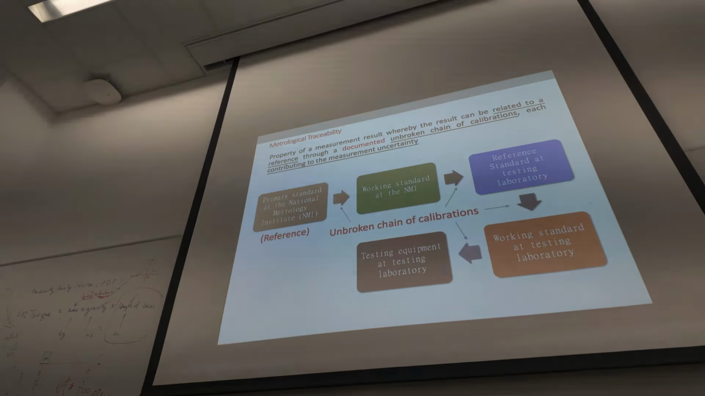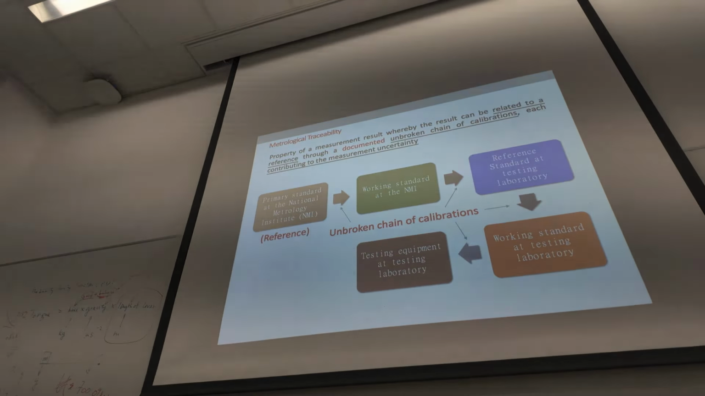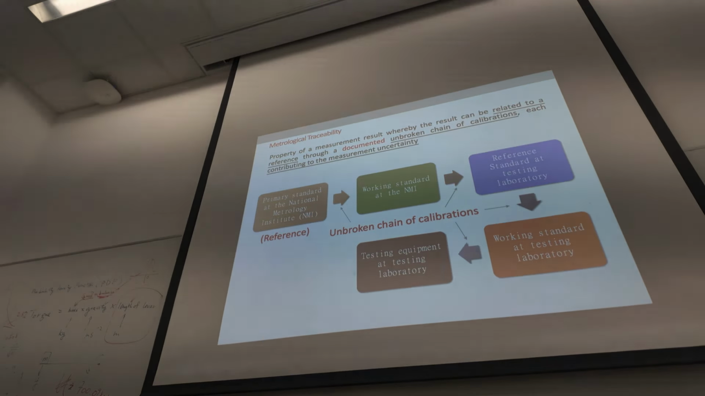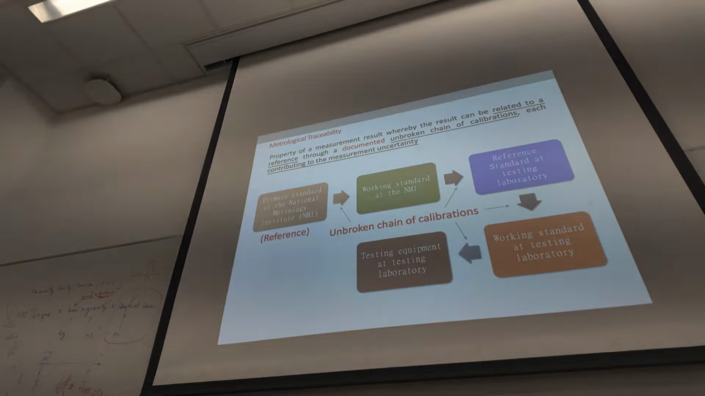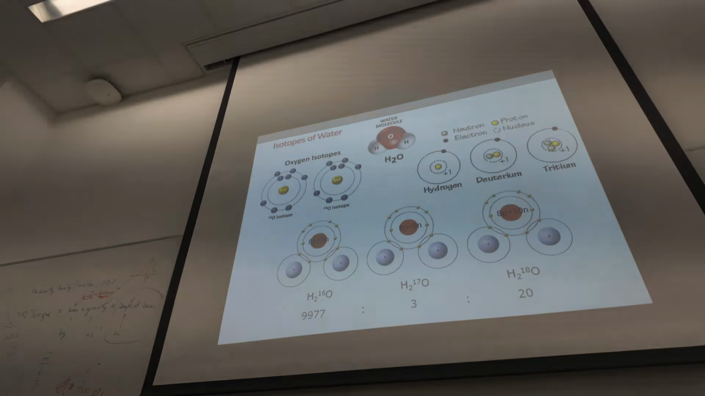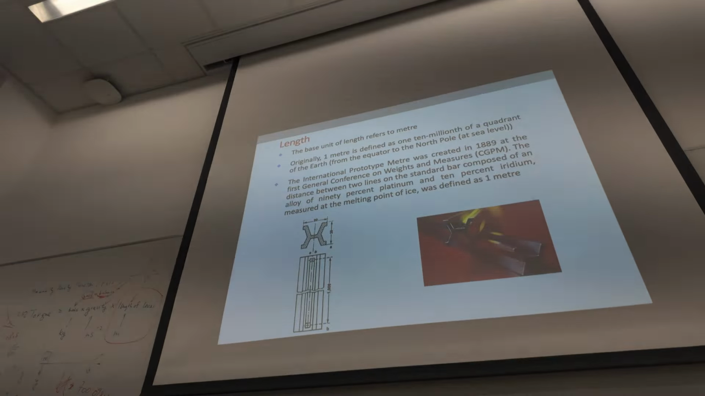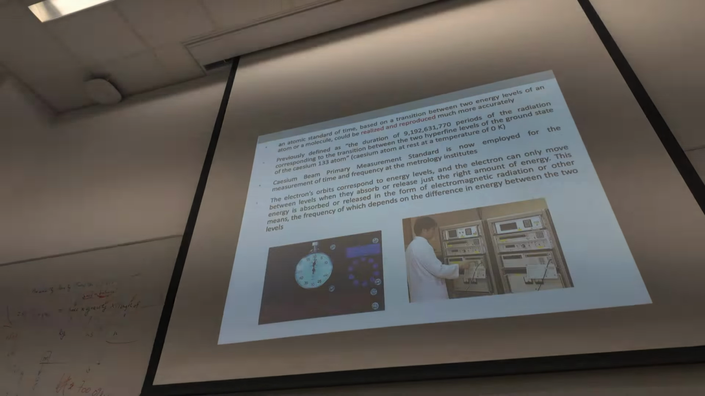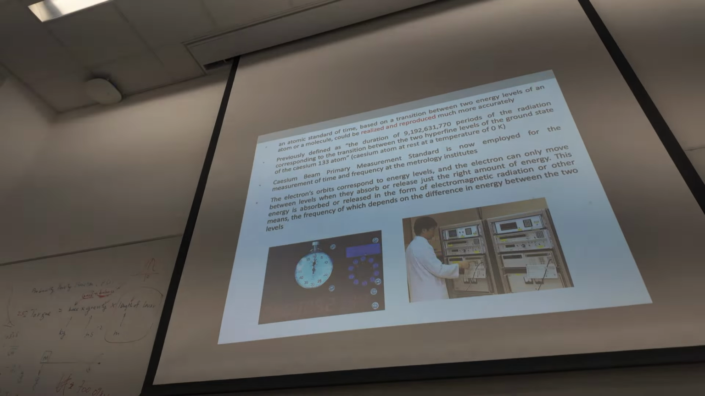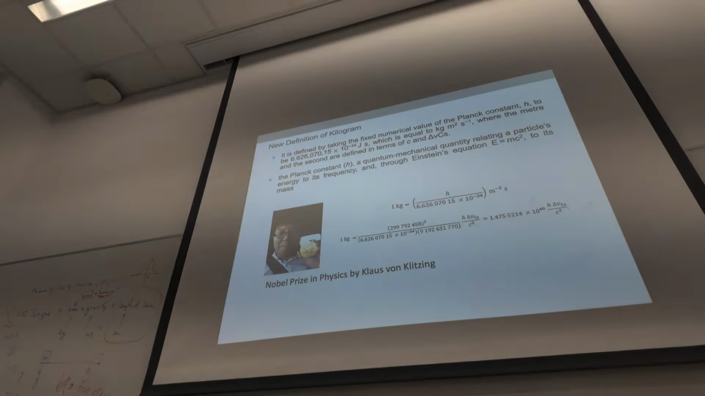Traceability. Okay, this definition: property of a measurement result whereby the result can be related to a reference through a documented and unbroken chain of calibrations, each contributing to the measurement uncertainty. Then all this would not be asked. Okay, I won't ask because someone told me that someone will ask you to memorize the period for cesium atoms. I won't ask you this kind of thing. Okay, don't worry. Just skip that.